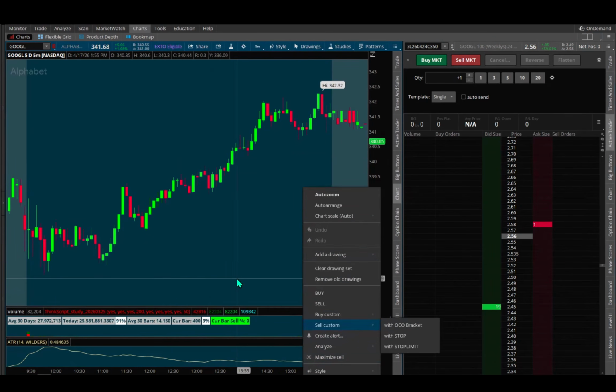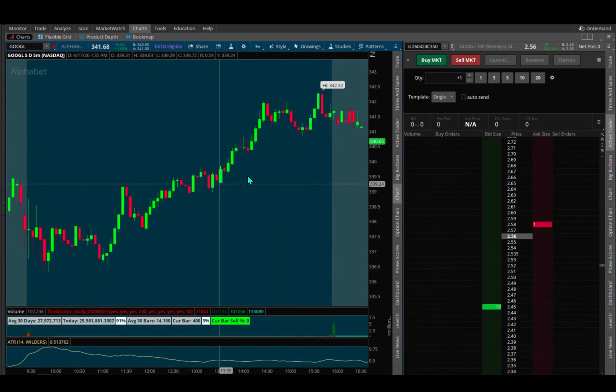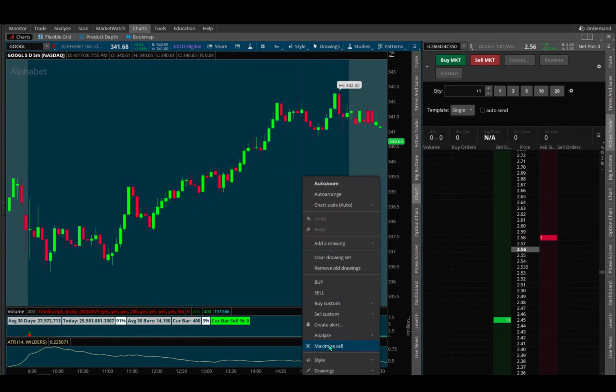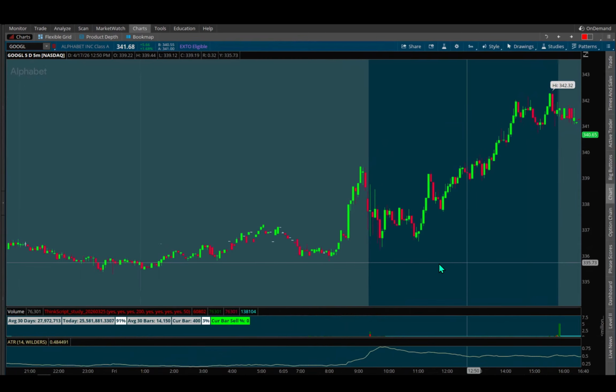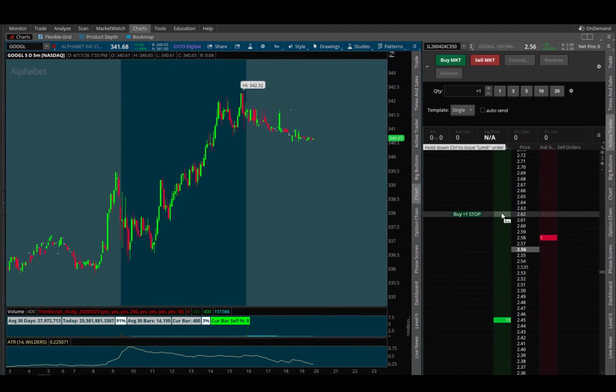I hope it helped. The last thing that I'll say here is if you want to just get rid of this, right, without actually closing it out, you just right click on the actual chart itself and you click maximize cell and then it'll pop off. Okay, and if you want to bring it back, right click, restore cells, and it's right there.